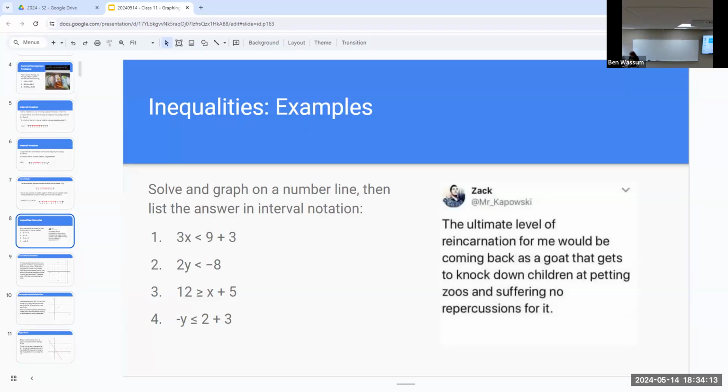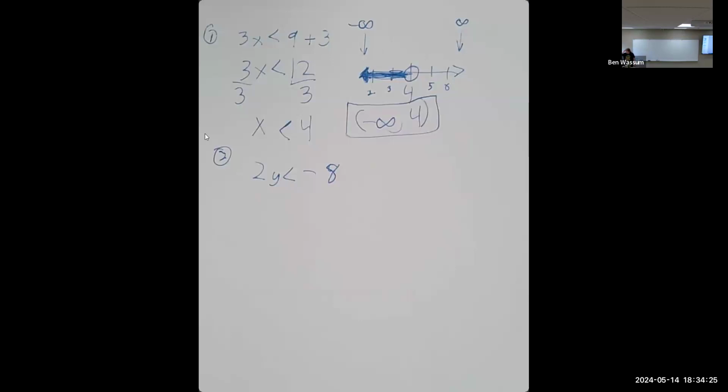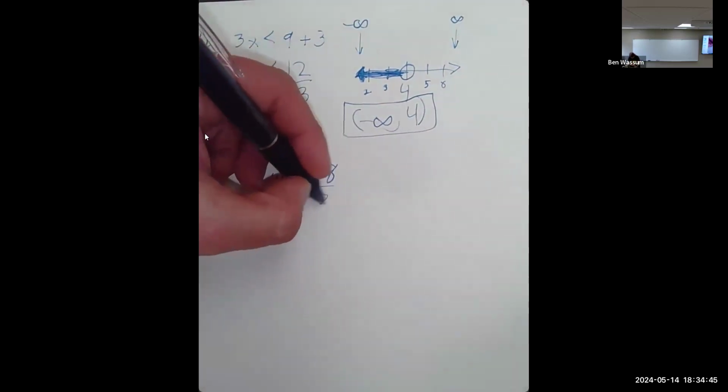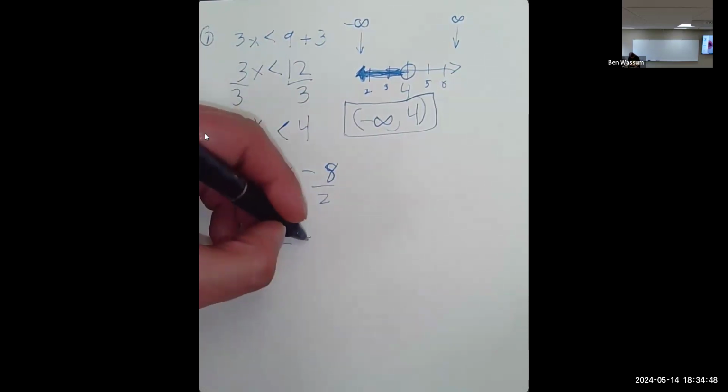This one is gonna end up almost the same thing. We have 2y is less than -8. Now, problem-wise, not much of a problem, right? Because I can just divide that 2 on both sides, and I'm good. Divide off the 2, divide off the 2, and we have y is less than -4.